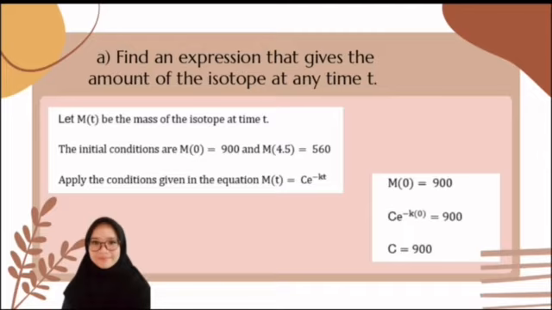Next, we substitute the first condition into the equation. So, M(0) equals 900 and C e to the power negative k times 0 equals 900. After that, we get the value of C is 900. After we get the value of C, we can find the value of k.